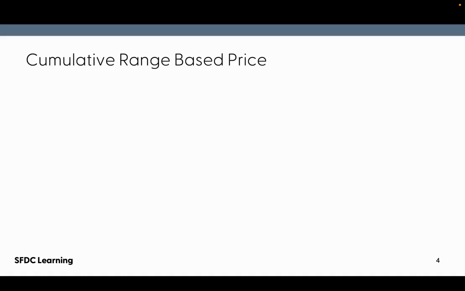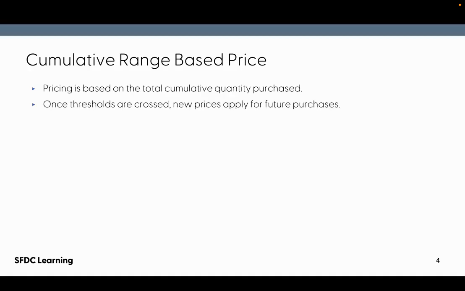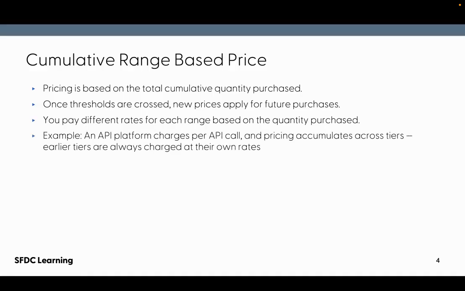So what is cumulative range based pricing? Pricing is based on the total cumulative quantity purchased. Once thresholds are crossed, new prices will apply for the future purchases. You pay different rates for each range based on the quantity purchased. Example, an API platform charges per API call and pricing accumulates across tiers. Earlier tiers are always charged at their own rate in the range based pricing that we have seen. Now it will be based on the cumulative quantity.